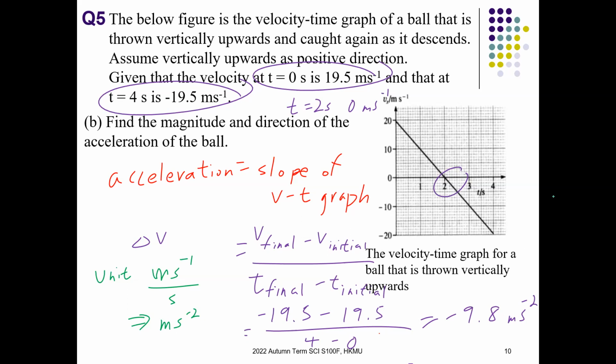In this answer, it already tells us the magnitude. Magnitude means just take the absolute value. This is 9.8. And for the direction, we have positive and negative. Negative means this is pointing downward, because we assume vertically upwards as positive, so that downward will be negative.